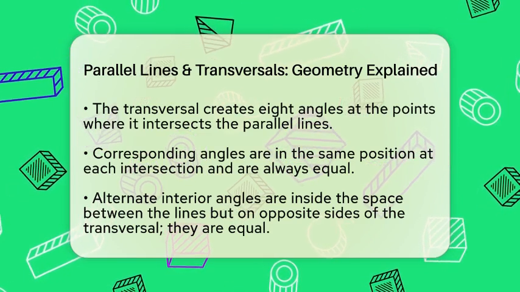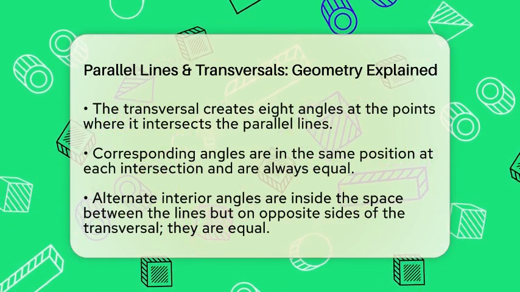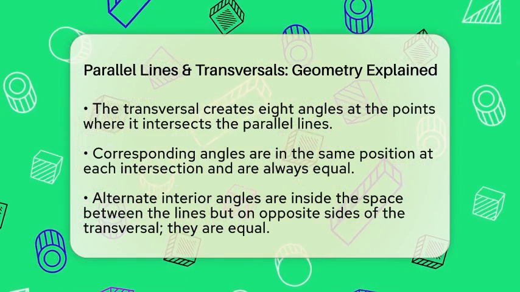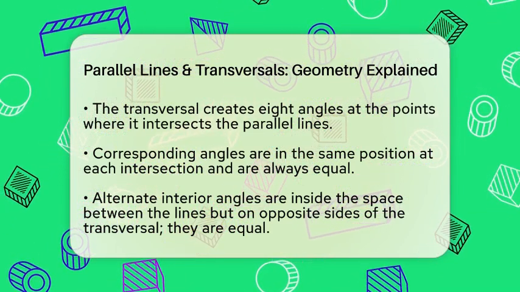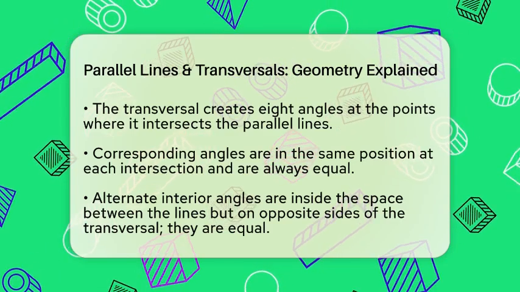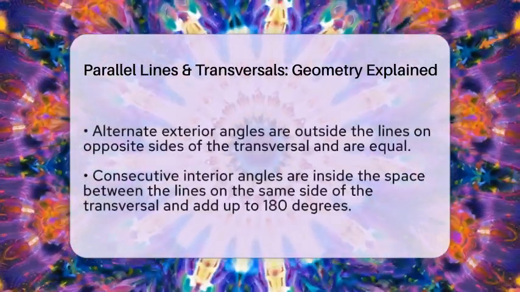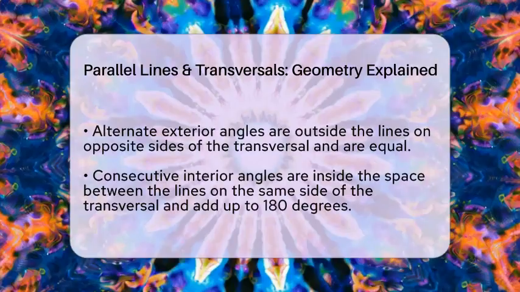Then, we have alternate interior angles. These are inside the space between the two lines but on opposite sides of the transversal. If one is on the left side between the lines, the other is on the right side, and they are equal. Next are alternate exterior angles. These are outside the parallel lines and on opposite sides of the transversal. They are also equal in measure.